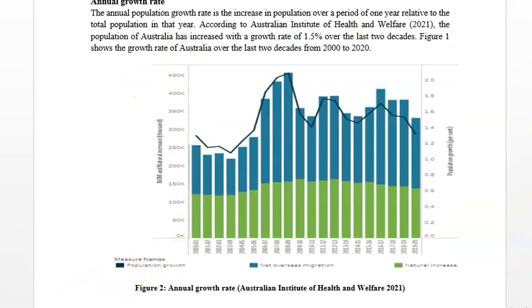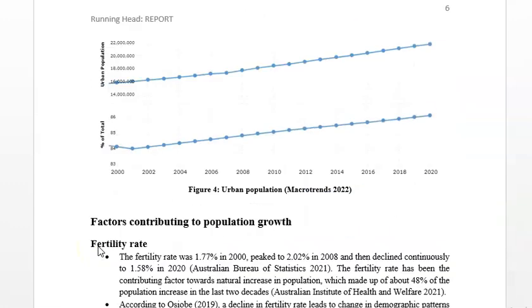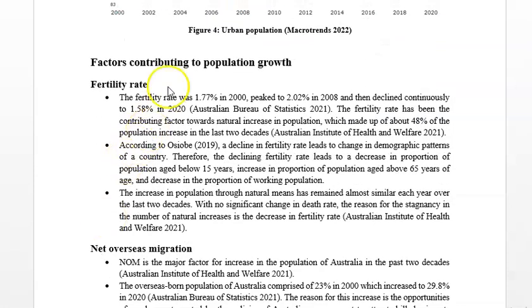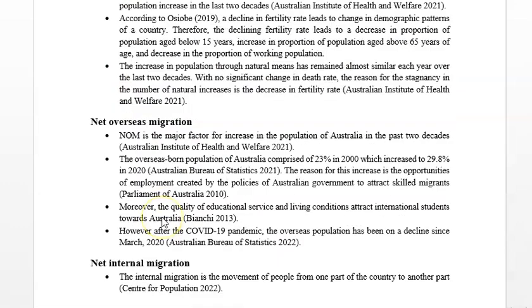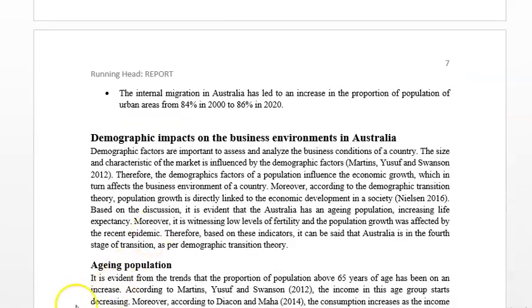For example, we can type annual growth rate in Australia and then click on enter, and then we should look for something similar to this, Australian Institute of Health and Welfare. So this is also a government source, and through this we can access relevant information. Moving on, in the next section I have discussed factors contributing to population growth. This is also done on the basis of 3 factors. These 3 factors are fertility rate, net overseas migration, and net internal migration.